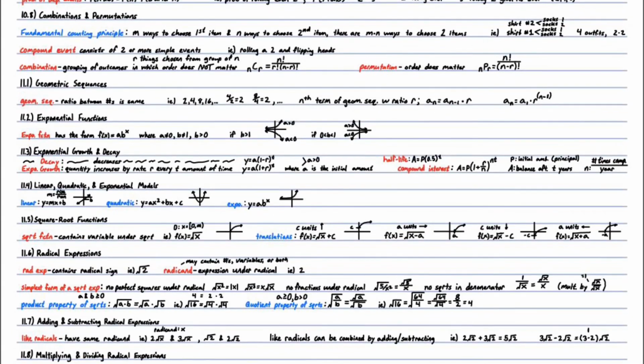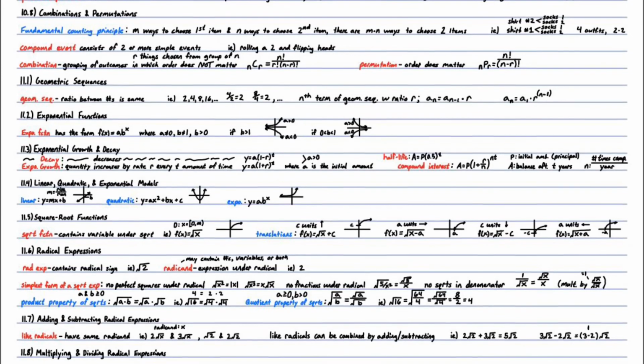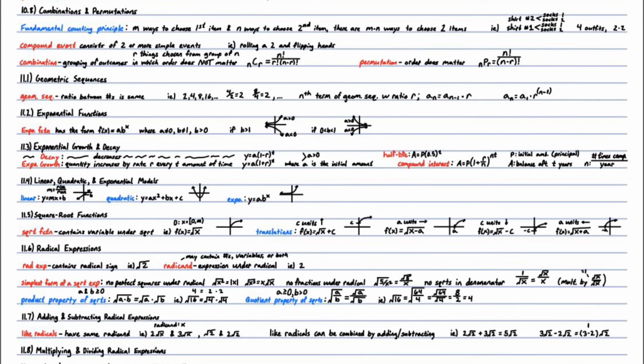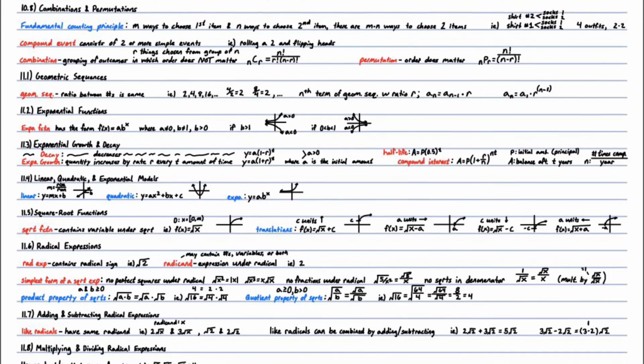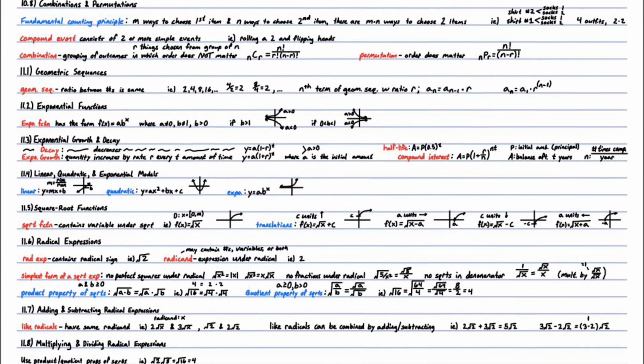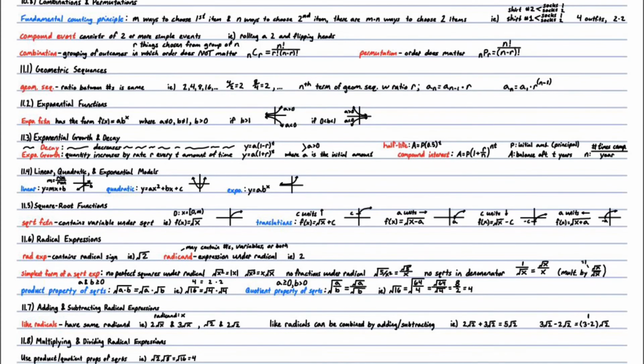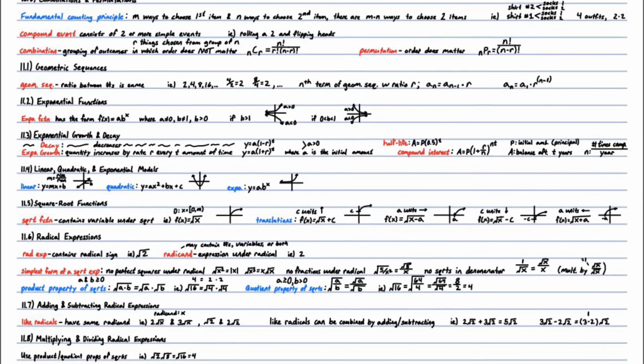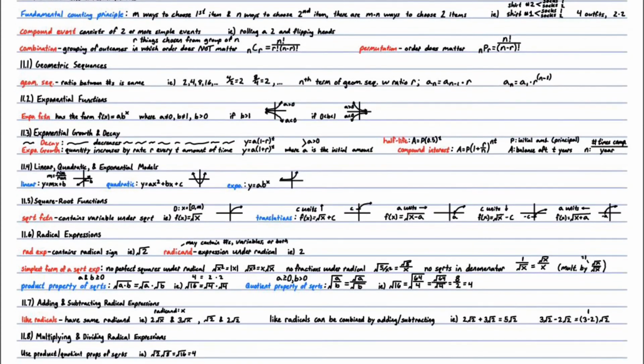Square root functions. A square root function contains a variable under a square root, i.e., f(x) = √x. Radical expressions. A radical expression contains a radical sign. The radical is the expression under the radical. It may contain numbers, variables, or both. Simplest form of a square root expression: no perfect squares under the radical, no fractions under the radical, no square roots in the denominator.